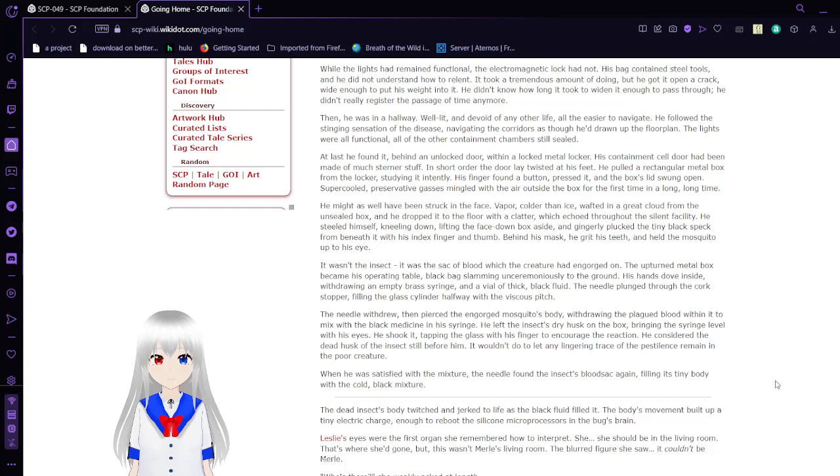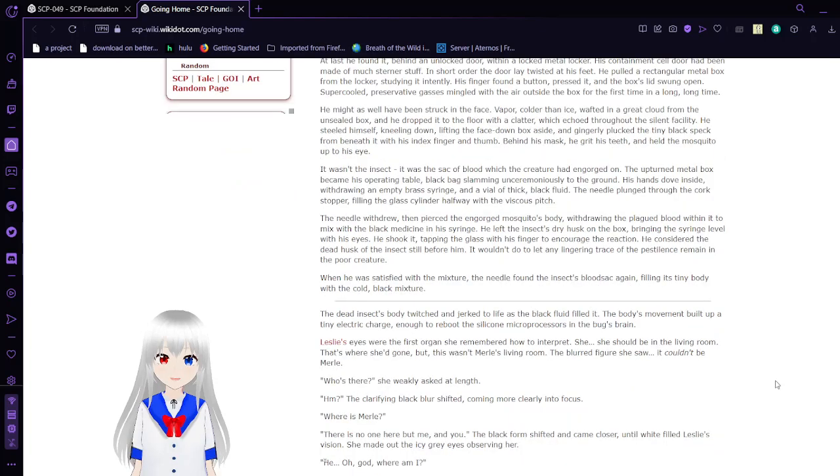His containment cell door had been made of much sterner stuff. In short order, the door lay twisted at his feet. He pulled a rectangular metal box from his locker, shoving it intently. Sigurd found a button, pressed it, and the box's lid swung open. Supercooled gases mingled with the air outside the box for the first time in a long, long time. He might as well have been struck in the face. Vapor cold and ice swept in a great cloud from the unsealed box, and he dropped it to the floor with a clatter, which echoed throughout the science facility.